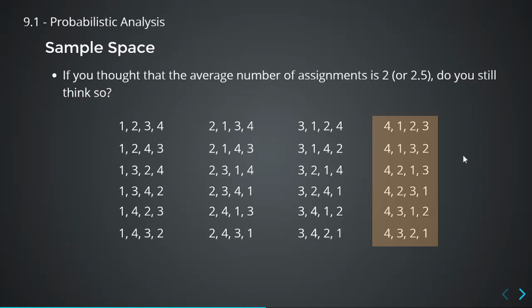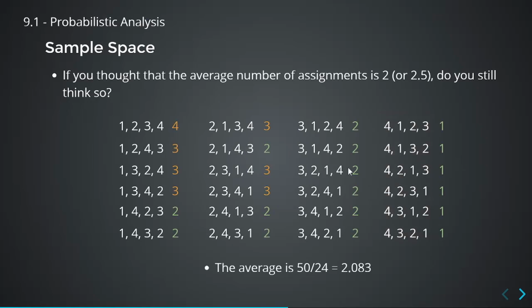So now let's go back to my question. What do you think is the average number of assignments you need? If you were answering 2 or 2.5, do you still think so? In fact, here's the number of assignments that you need to do. You see 1 4 here, a bunch of 1s, a bunch of 2s, and a bunch of 3s. So the average number of assignments, well, if you add them all up, you're going to get 50. And there are 24 cases. So the average number of assignments is 2.083. So that's actually pretty close to 2, but it's not exactly 2. It's not 2.5. It's a bit more complicated than that.